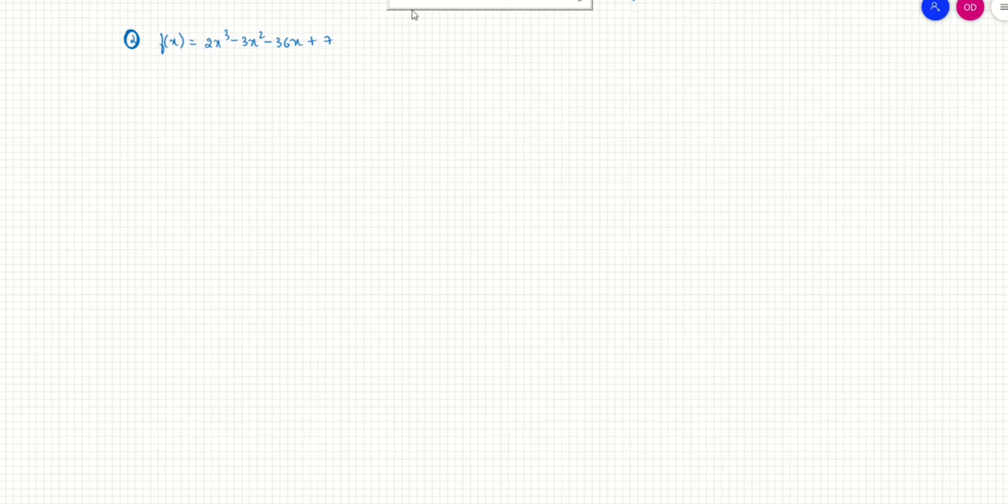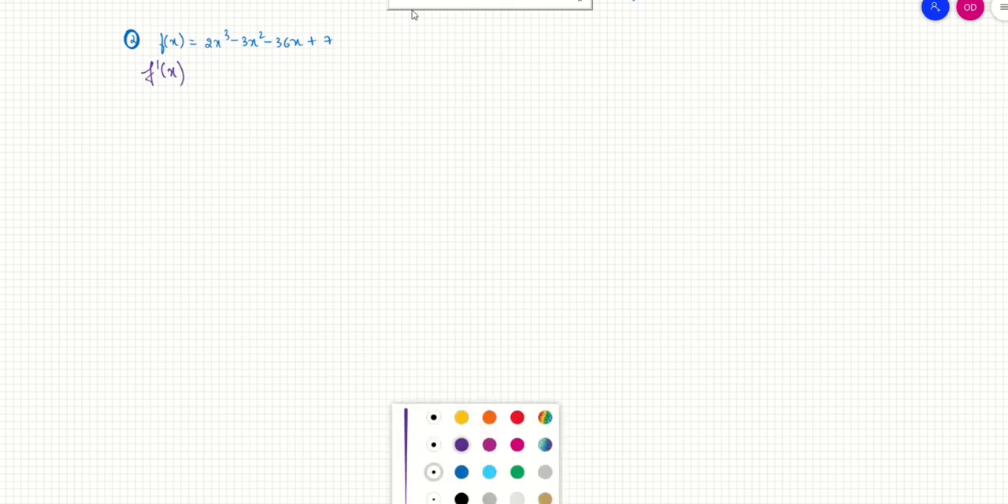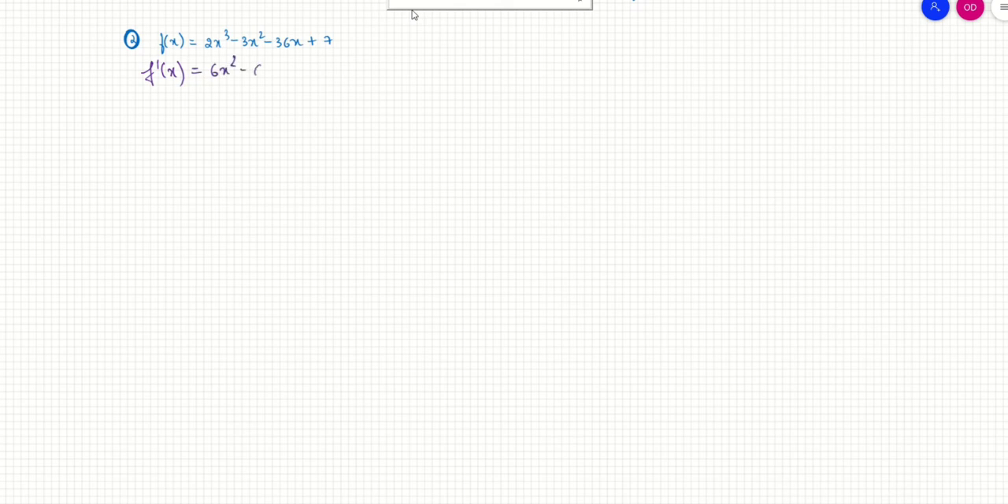Second question, f of x is equal to 2x cube minus 3x square minus 36x plus 7. First, let's find out the value of f dash of x. So f dash of x will be equal to 6x square minus 6x minus 36 plus 0. So here 6 is a common term. We get x square minus x minus 6.